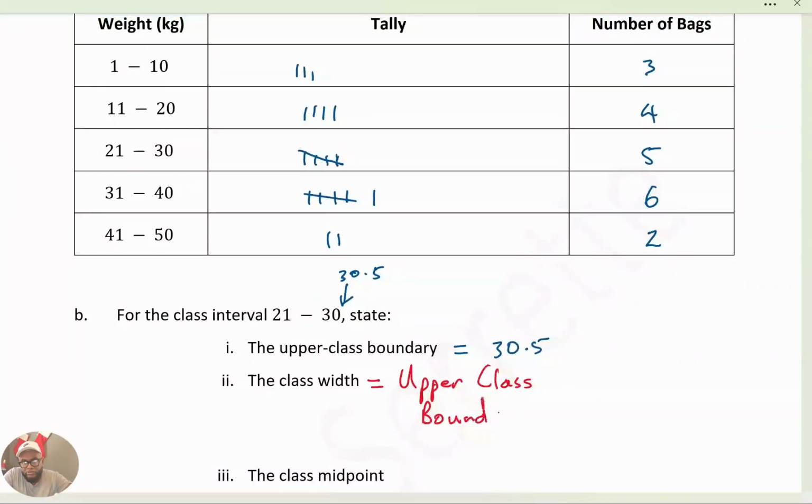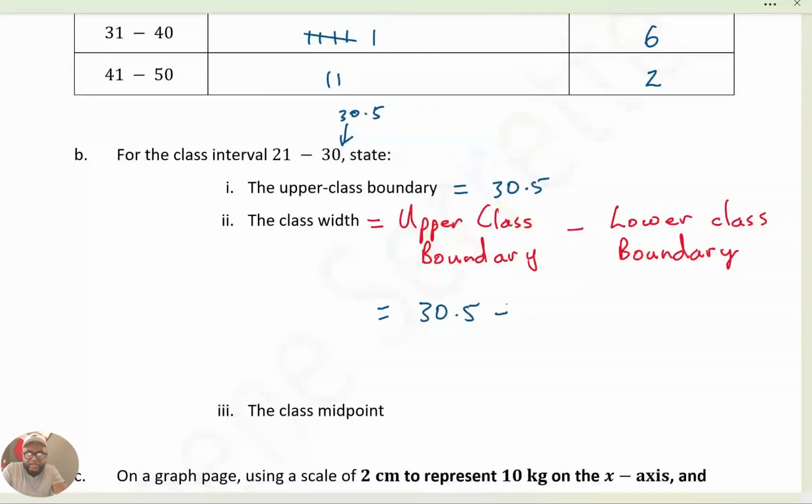Upper class boundary minus lower class boundary. Excellent. 20.5 will be a lower class boundary, right? So 20.5 will be here. 0.5 less than 21 is 20.5. 10. Excellent. So that will be my class width.